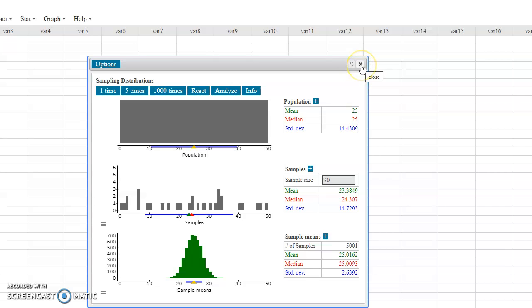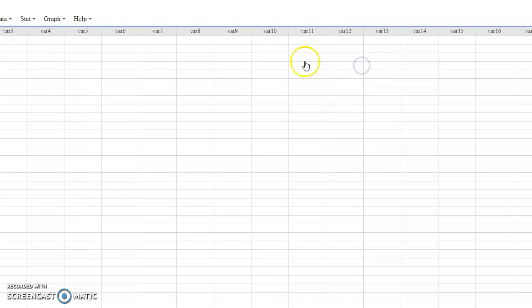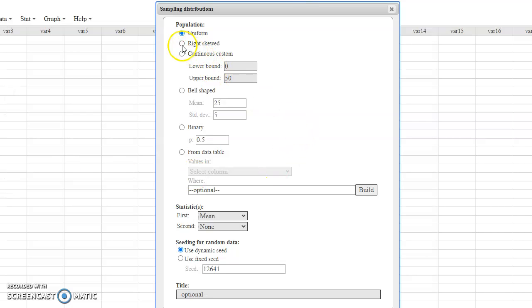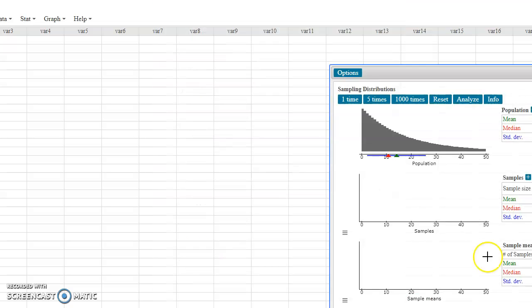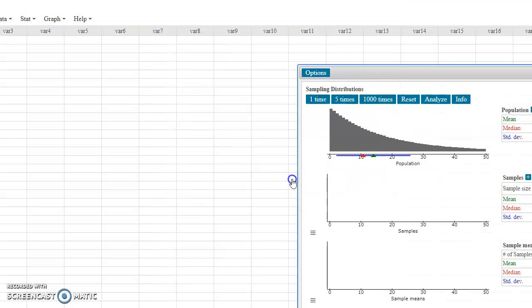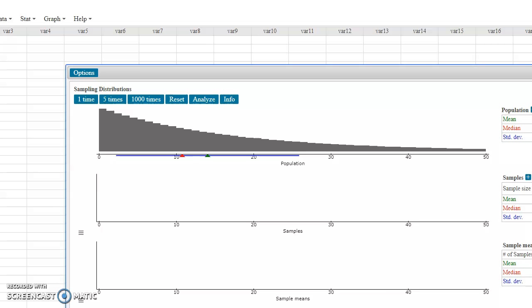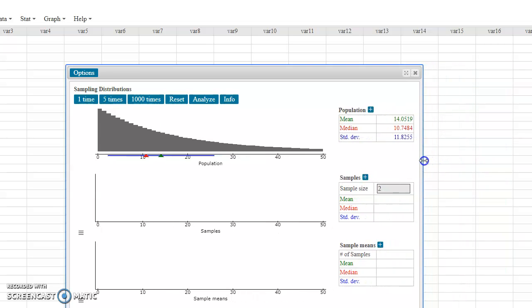So we will do this over again. Now we're going to look at a right skewed distribution. Let me pull this over. So here's a really right skewed distribution that we have. Once again, we'll take samples of size 2 and samples of size 30 and see what the sampling distribution looks like.